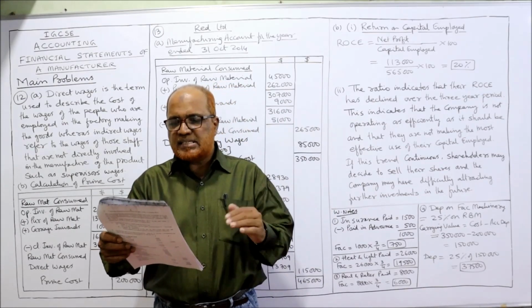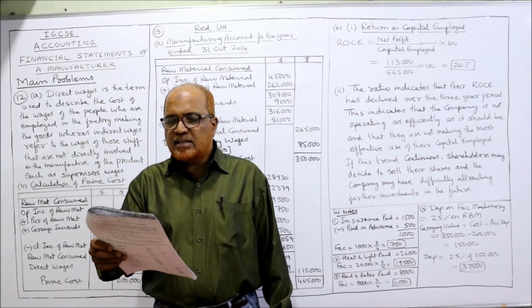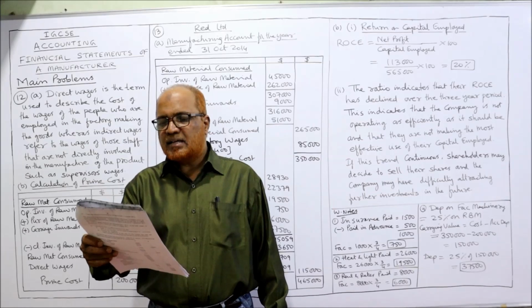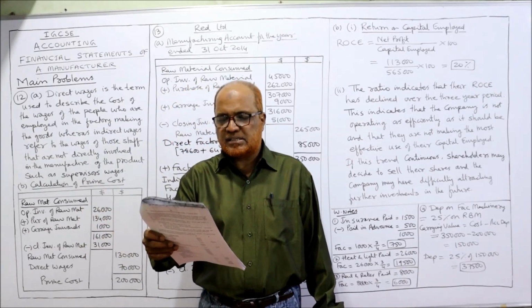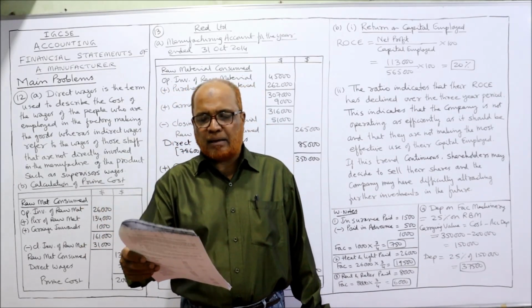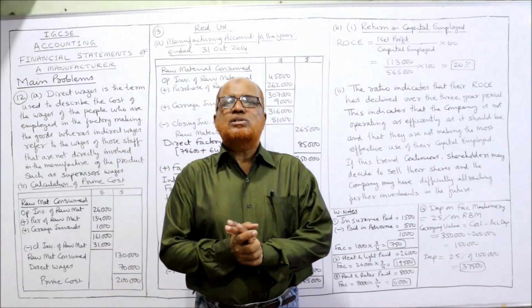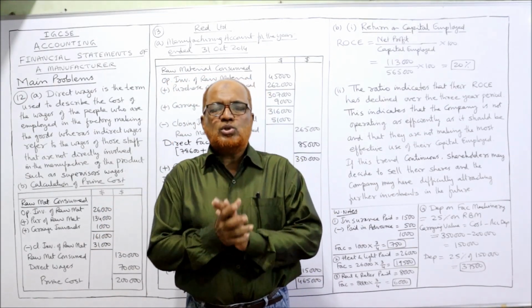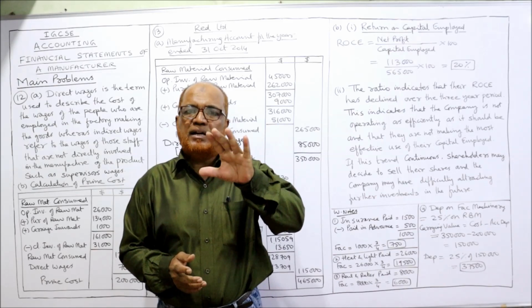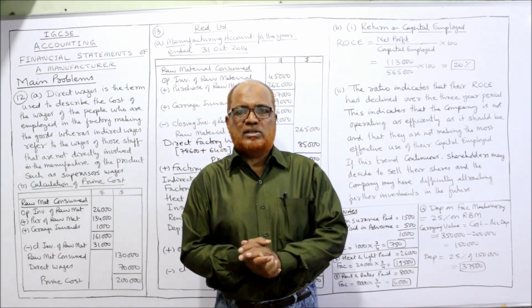Then factory wages, direct and indirect. Explain the differences between direct and indirect factory wages and calculate the prime cost. The two questions are asked. The first question, what is the difference between direct wages and indirect wages?